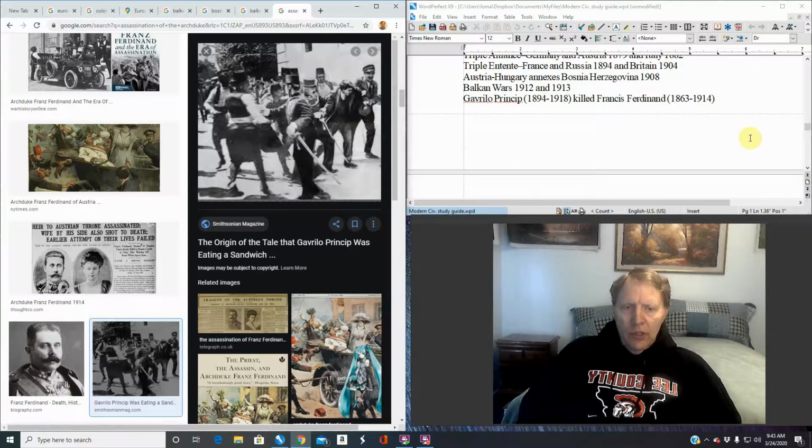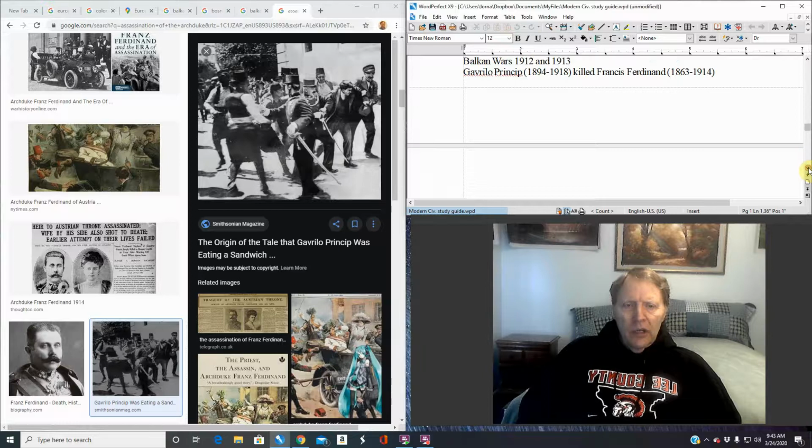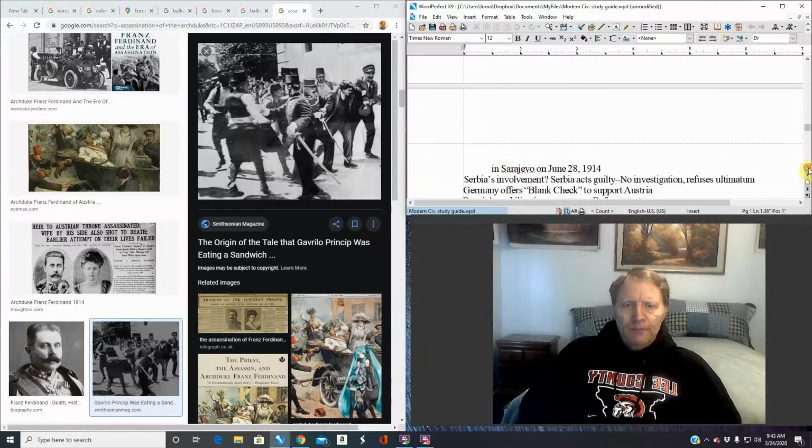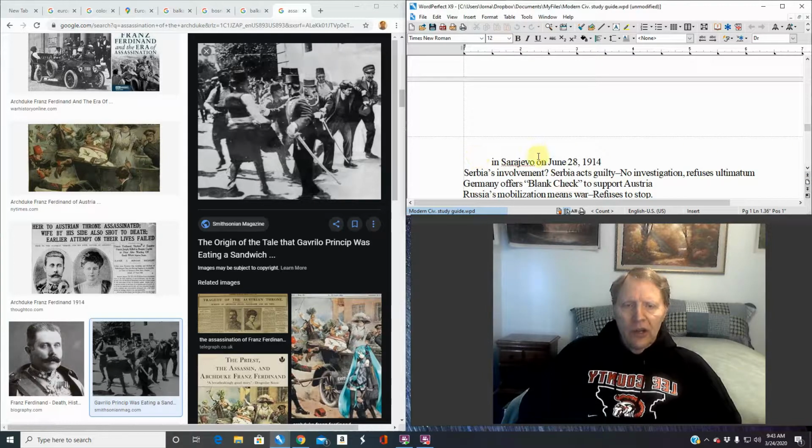One guy took the poison. It was not strong enough, so he simply threw it up. And one of the assassins jumped in the river to drown himself. It's only 2 or 3 feet deep, so he was unsuccessful in that. They're captured. And now, of course, they're going to be interrogated. So, assassination in Sarajevo, as you can see here, on June 28th, 1914.